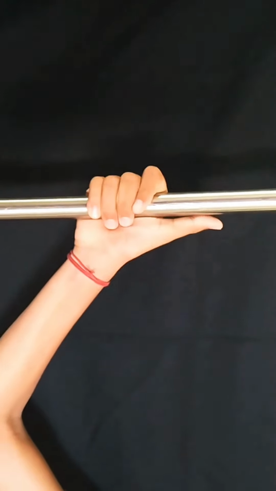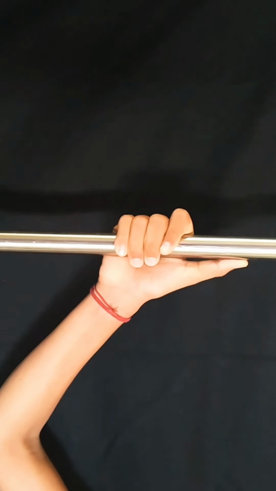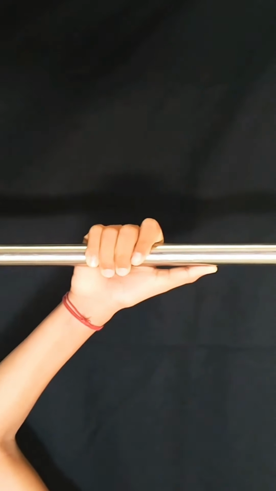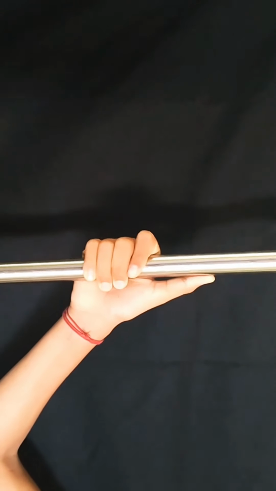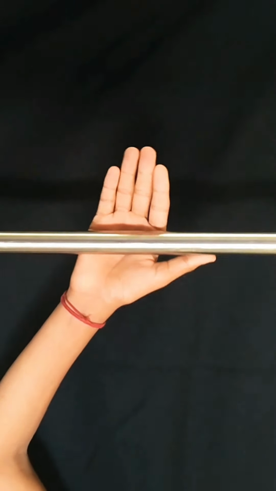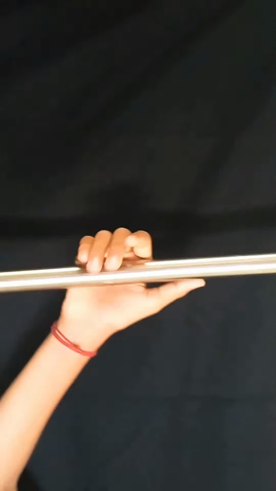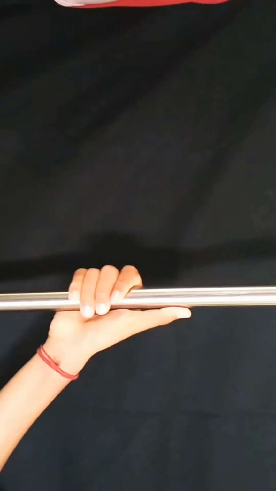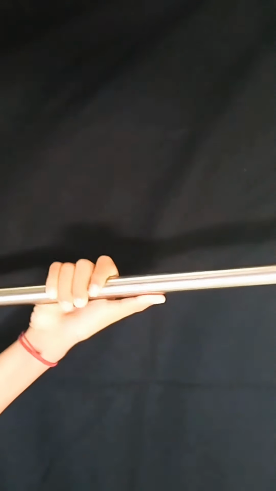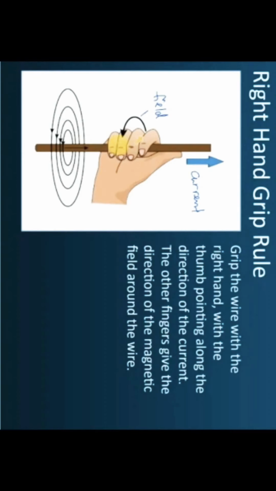If we hold a current carrying conductor in our right hand as shown, the current flows in the direction of thumb, and then the magnetic field created around the current carrying conductor is indicated by the four fingers encircling the conductor, and this definition is known as right hand grip rule.